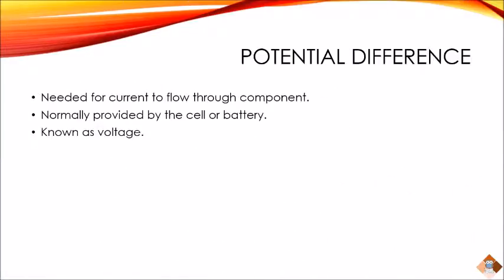A potential difference in an electrical component is needed to make a current flow through it. Potential difference in a circuit is normally provided by a cell or battery. Potential difference is also known as voltage.